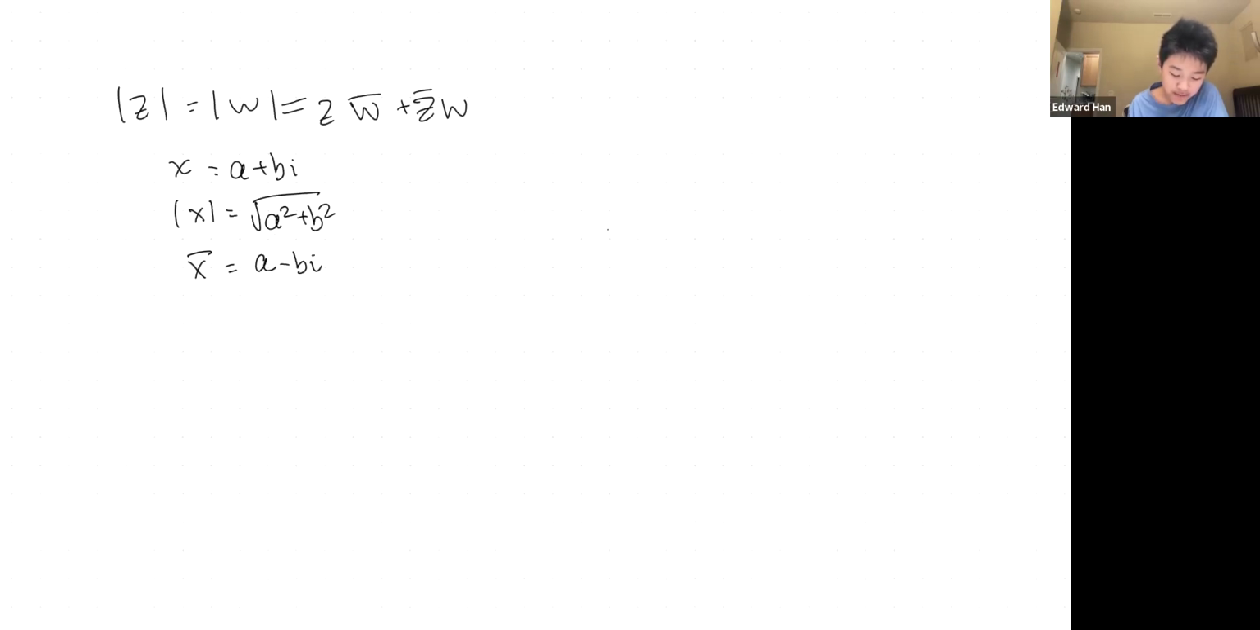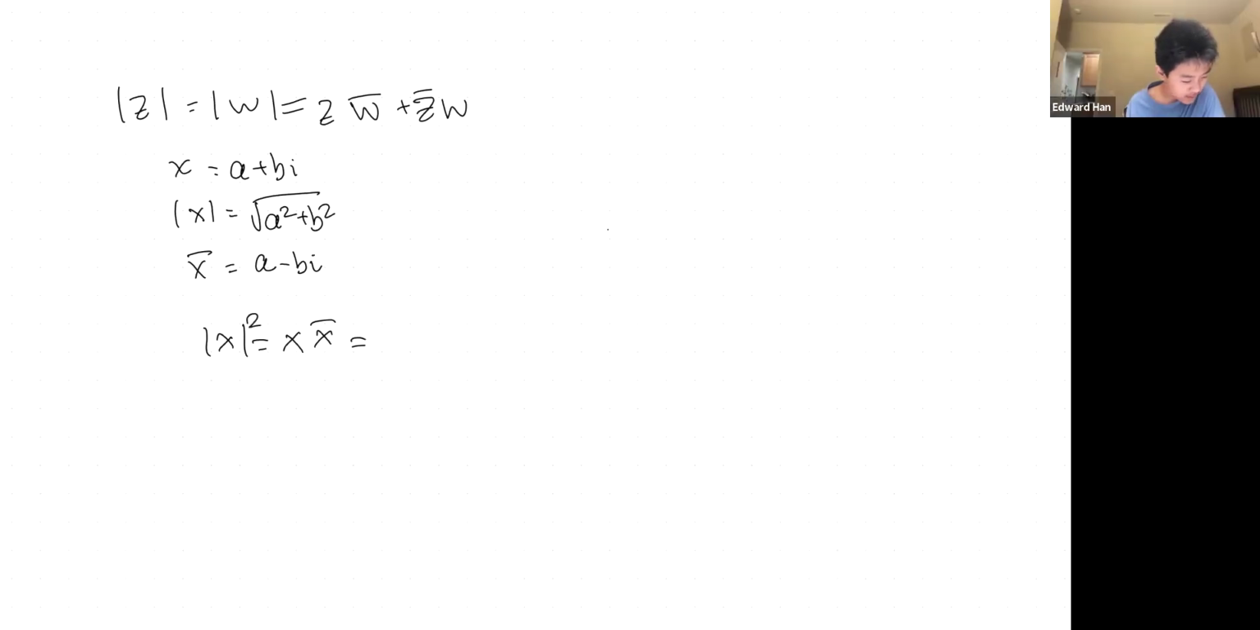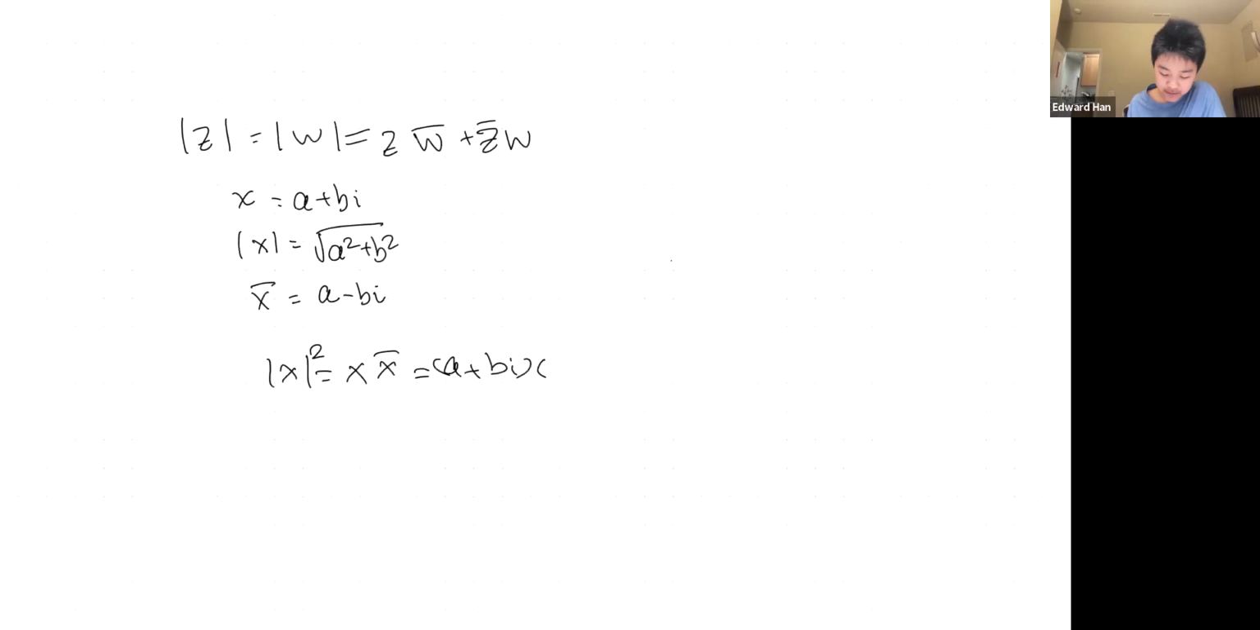The first property is that the magnitude of a number x squared is equal to the number times its conjugate. You can do this easily by just multiplying them together, and you get a squared plus b squared, which is equal to the magnitude of x squared. And so that's the first property.